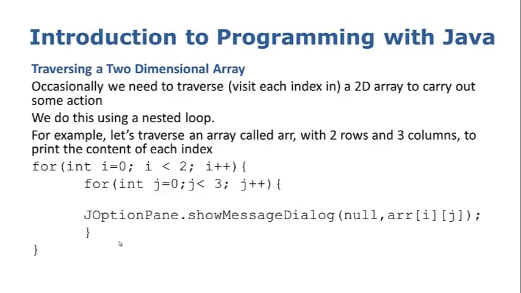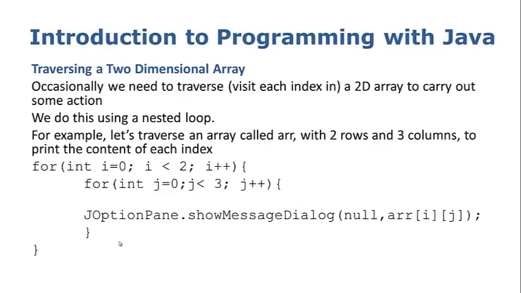So here we declare int j equals 0, continue so long as j is less than 3 because we want 3 columns, and we increment our j plus plus. To print the content of each element in this array, we have JOptionPane.showMessageDialog, null, comma, then R to refer to the array, and i in the first set of square brackets and j in the second.